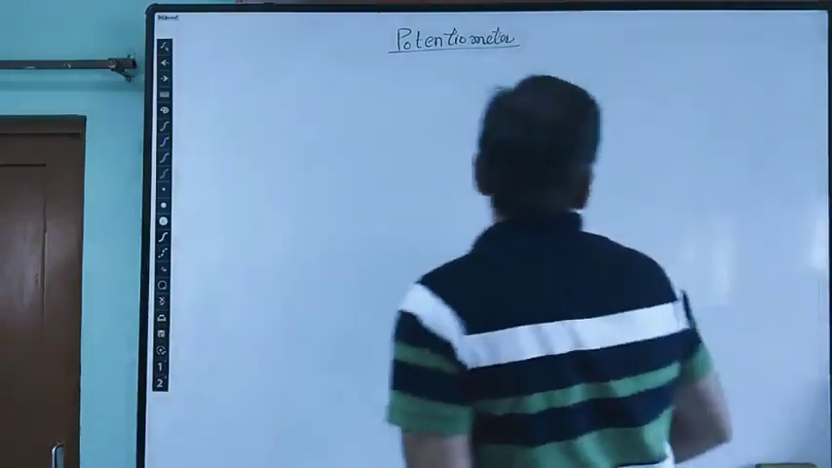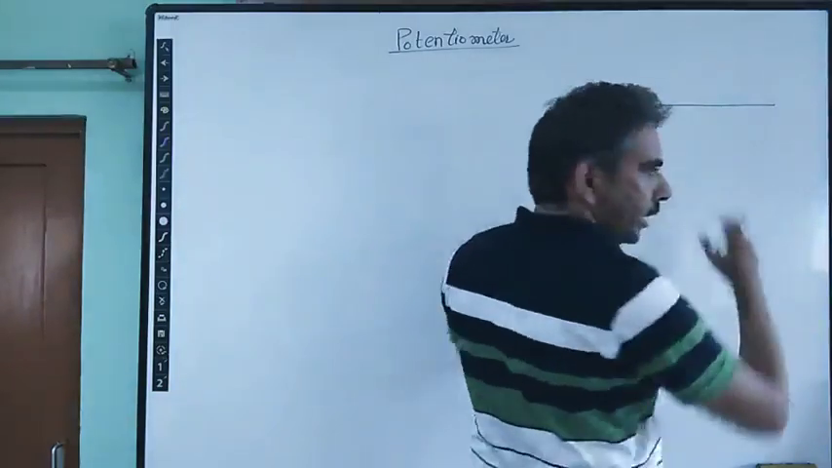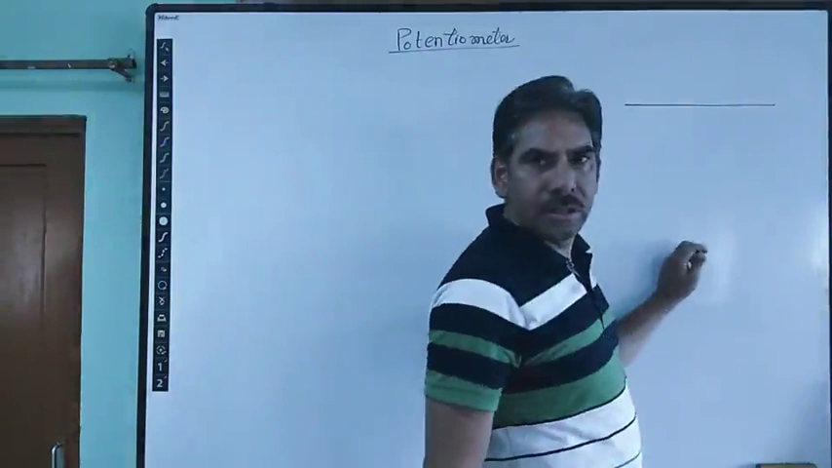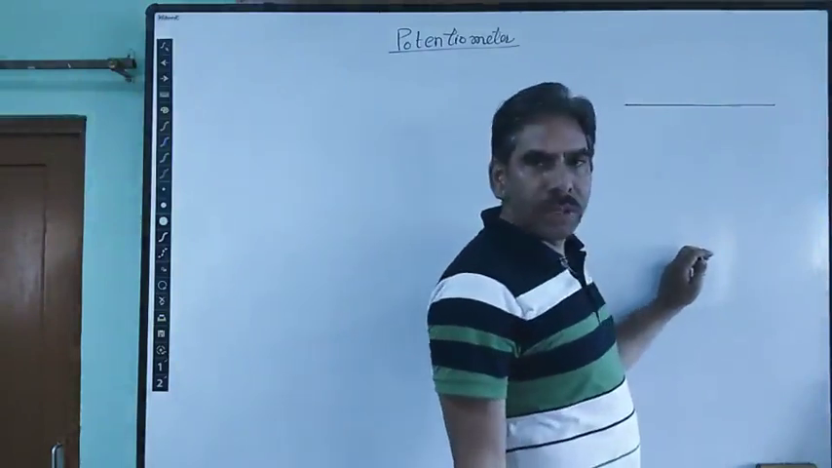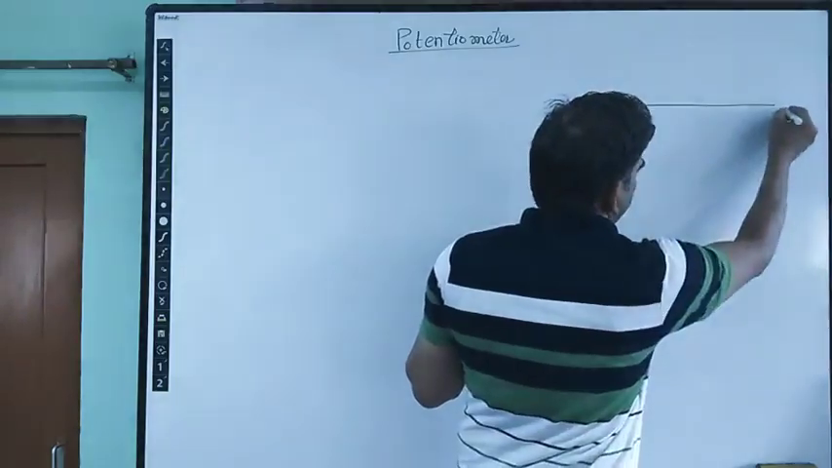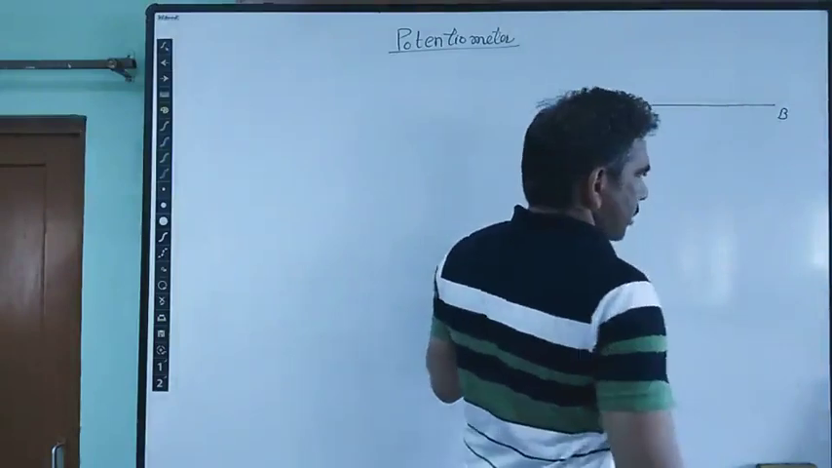For simplicity, I am taking this length of the wire. It may be 2 meter, it may be 4 meter, or it may be 10 meter. There are also 10 meter lengths of wire over the potentiometers. So one end is A, the other end is B. So this is the potentiometer.